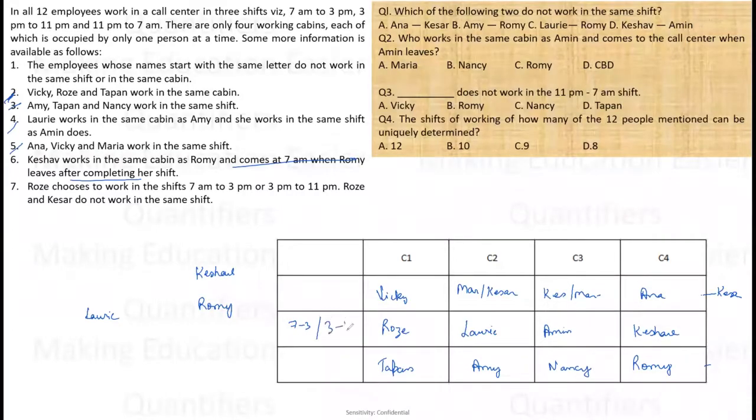Otherwise, we could also have approached it this way: Rose has 7 to 3 or 3 to 11, and Keshav comes in at 7. So we could have used that hint also, right? Now Keshav comes from 7 to 3. That is given to us.